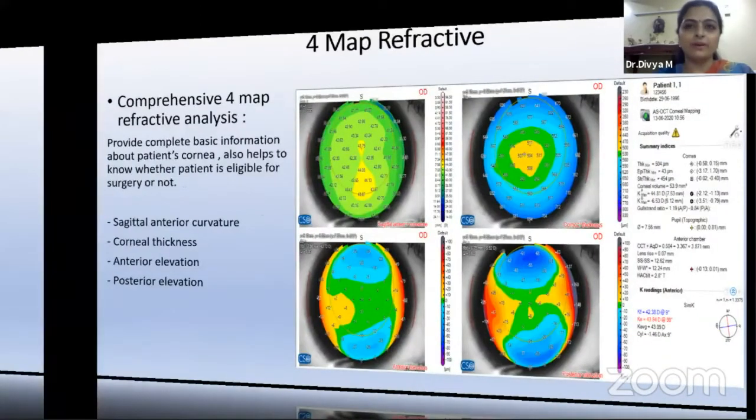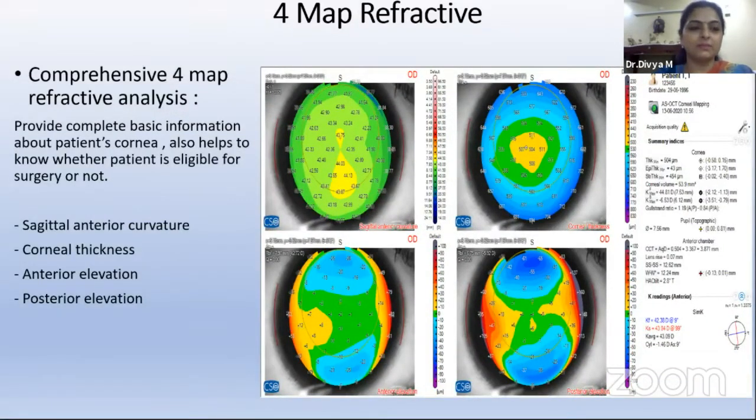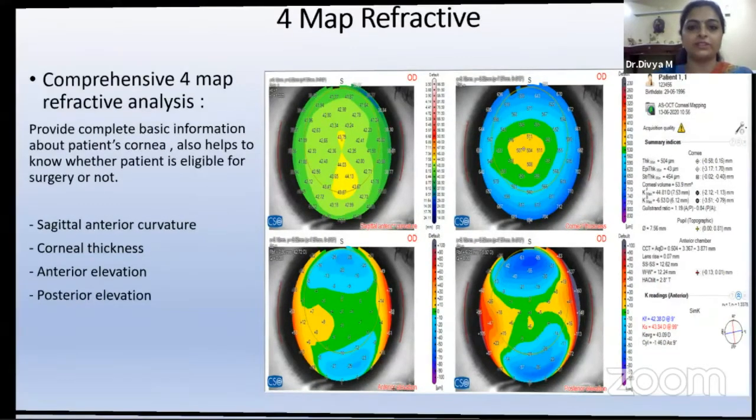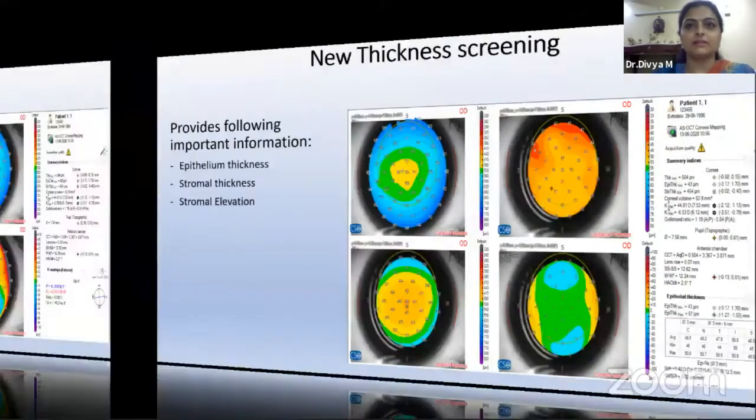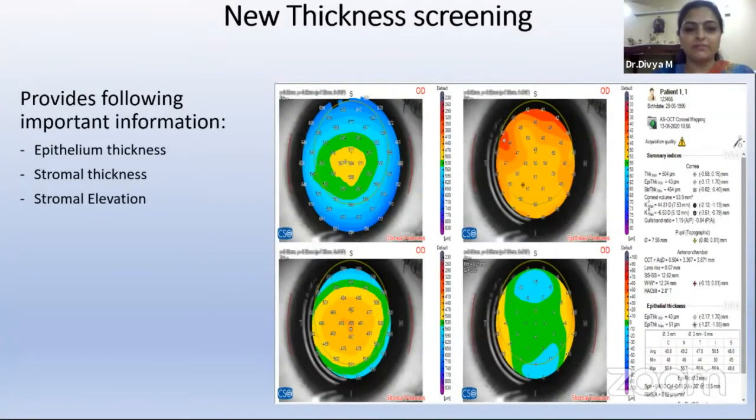So the 4-map refractive again provides complete basic information about the topography of the patient's cornea, and it also gives us an idea about the sagittal anterior curvature, the corneal thickness, anterior elevation, and the posterior elevation. The new thickness screening maps which are available are the epithelium thickness map, the stromal thickness map, and the stromal elevation map. I think these maps are not available in the regular Pentacam or other screening modalities that we have.